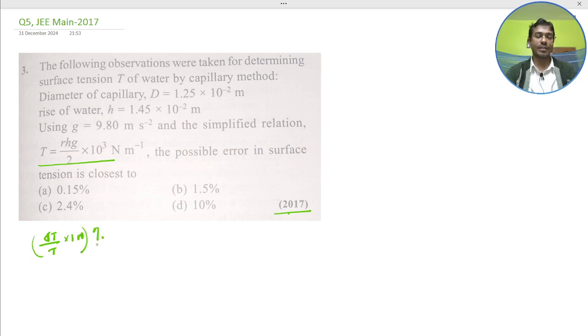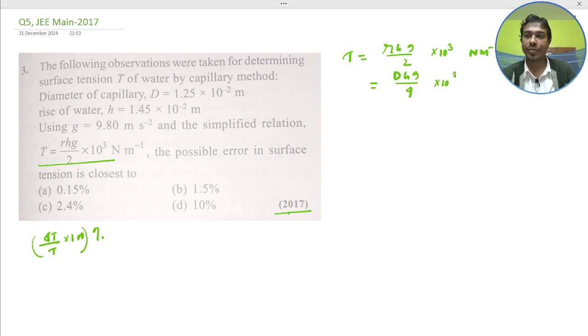Same as the previous problem. So here the given equation is T equal to RHG divided by 2 into 10 to the power 3 Newton per meter. Here R means D by 2, so it would be DHG by 4 into 10 to the power 3. No problem. So you have to find del T by T into 100. So it would become del D by D into 100 plus del H by H into 100.